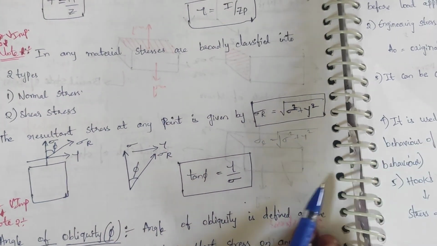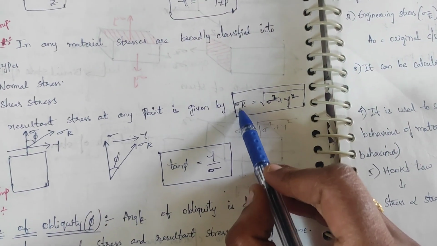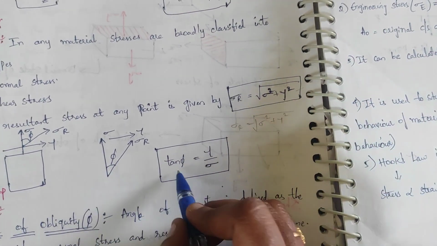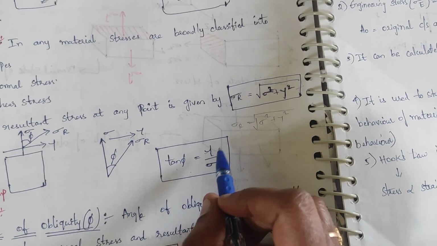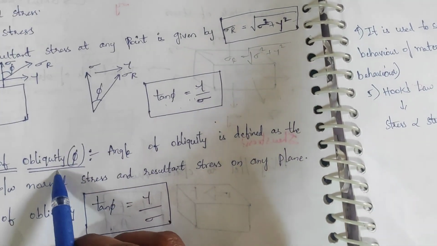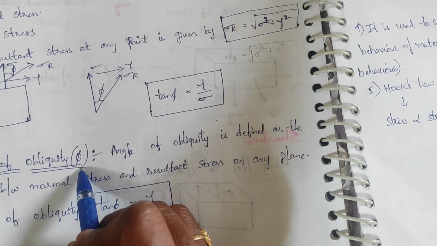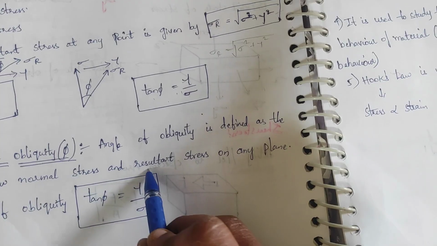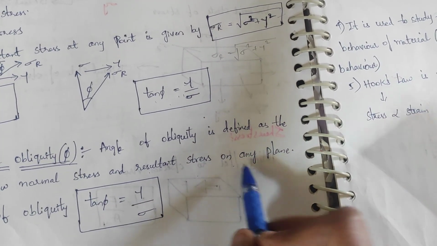The resultant stress at any point is given by sigma resultant is equals to under root of sigma square plus tau square, and tan phi is equals to tau by sigma. This is a very important formula. And next, angle of obliquity is denoted by phi. Angle of obliquity is defined as the angle between the normal stress and resultant stress on any plane.